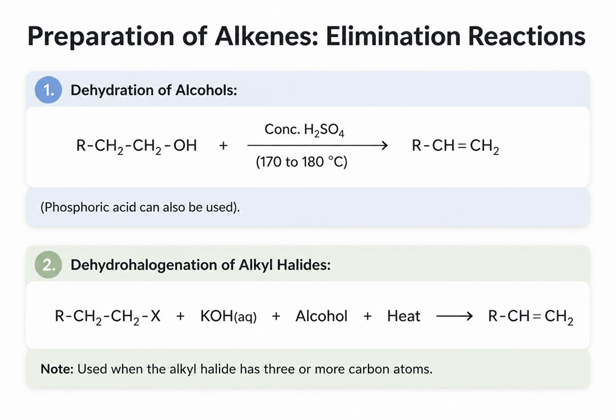If you start with an alcohol, heating it with concentrated sulfuric acid at 170 to 180 degrees Celsius, or using phosphoric acid, will remove a molecule of water to form an alkene. If you start with an alkyl halide, heating it with a solution of potassium or sodium hydroxide in an alcohol solvent will eliminate a hydrogen halide to yield the alkene.